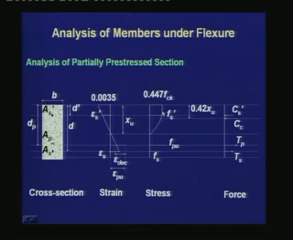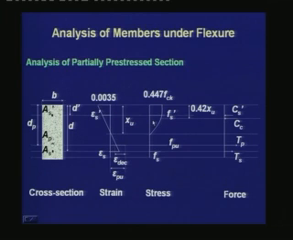From the strain diagram, we are moving on to the stress diagram, where we calculate the stress block for concrete and the stresses for the 3 steels from the constitutive relationships. For the stress in the concrete, we see that it is a parabolic diagram based on the design curve, with a maximum stress of 0.447 fck.